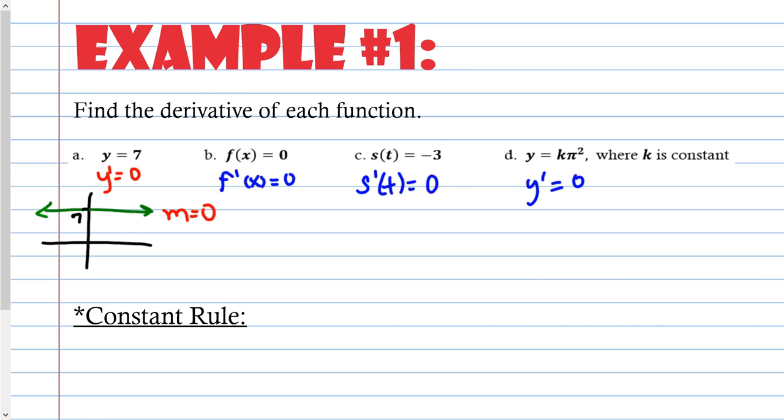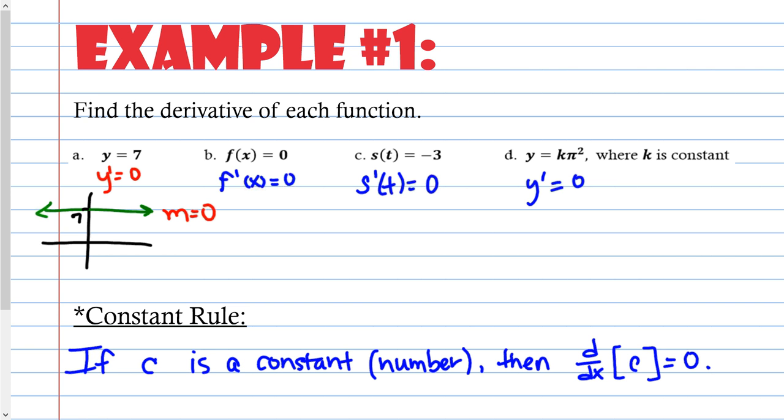And I'm going to write down the rule now. So there's a rule. If c is a constant, just a number, then the derivative of that constant will always be 0. It doesn't matter if the number is 1,924,000 whatever. It will be 0. So that's the easiest rule of them all.